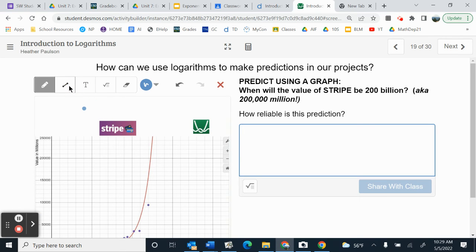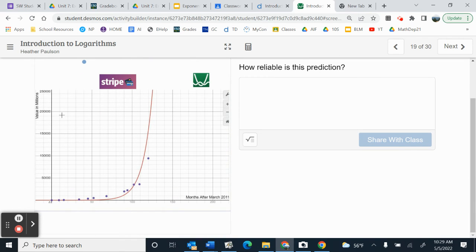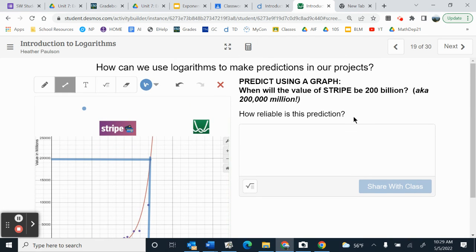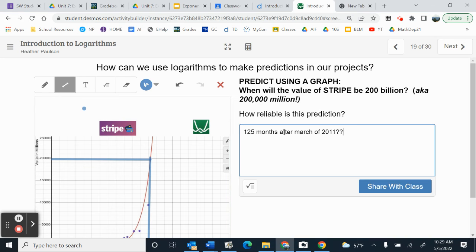Use the line tool to line up 200,000 with the x-axis. And we can see that that's at about 122 or so in an estimate. Consider how reliable that would be. 125 months after March of 2011. How realistic is this prediction?